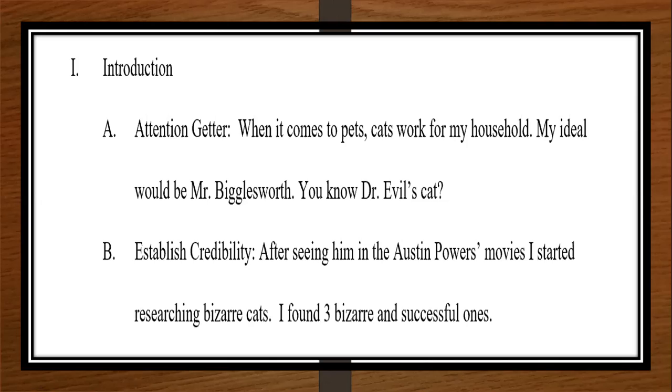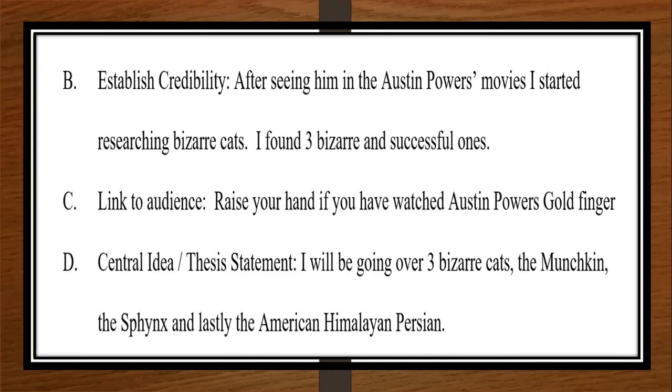Now that we've gone over the attention getter and established credibility, let us now look at the next 2 elements of the introduction, the link to audience and the central idea or thesis statement. Press enter before typing C and a period before typing next, the link to audience. What links you to your audience? Include links that connect you to your audience.